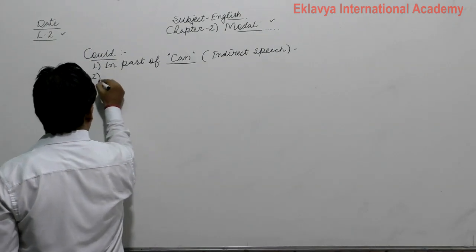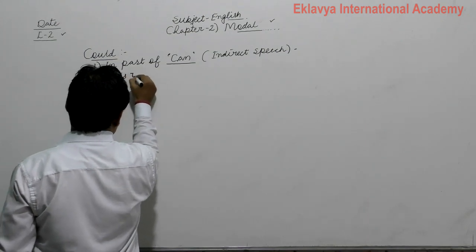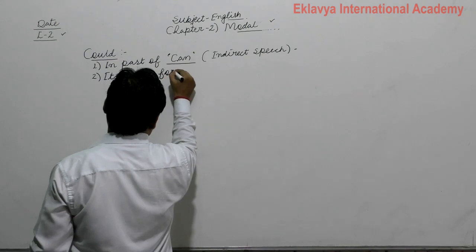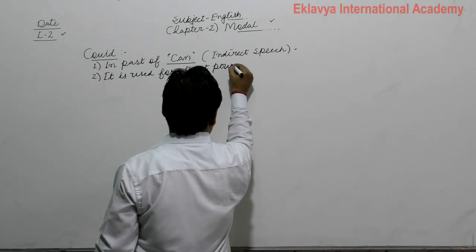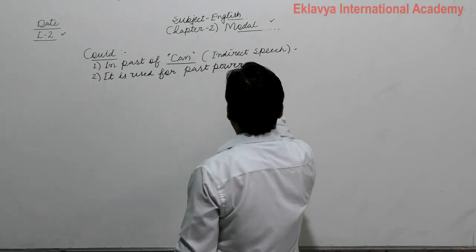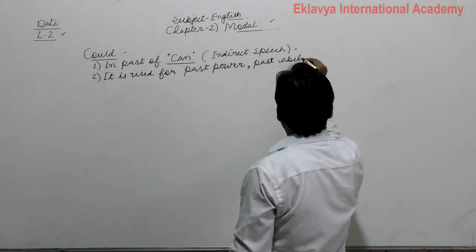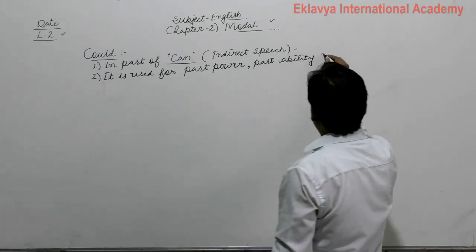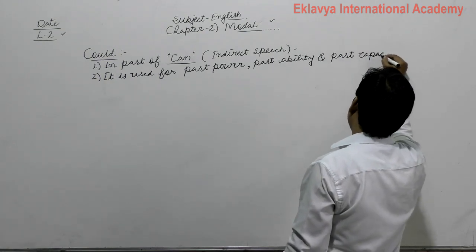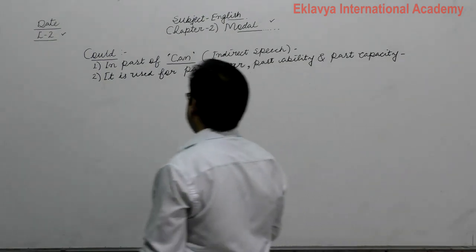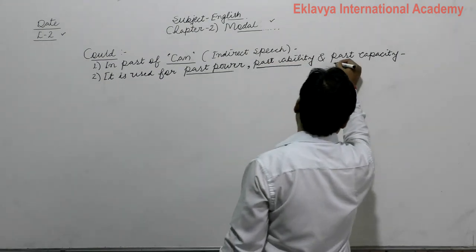Point number second, it is used for past power, past ability, and past capacity. Okay, past power, past ability, and past capacity.